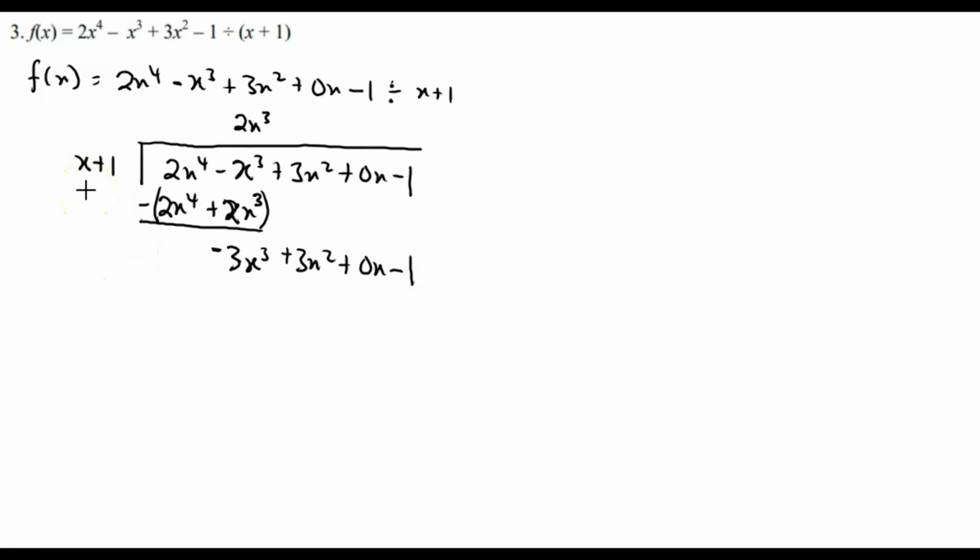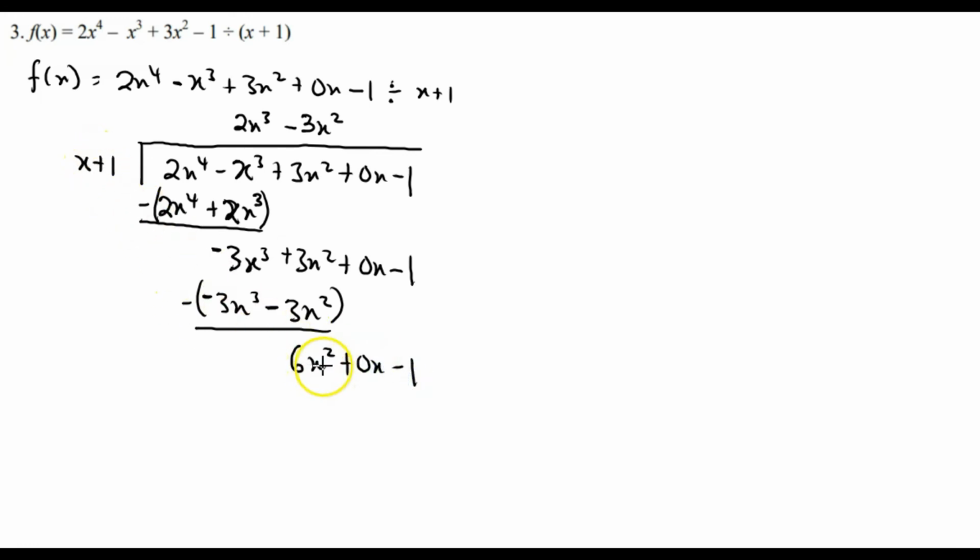Continuing with the division, x will go into negative 3x cubed, that is negative 3x squared times. Negative 3x squared multiplies x, that gives us negative 3x cubed. Negative 3x squared multiplies 1 gives us negative 3x squared. Now subtracting, we'll have 0 between negative 3x cubed minus negative 3x cubed, and 3x squared minus negative 3x squared will give us positive 6x squared. We push down the plus 0x, then minus 1.